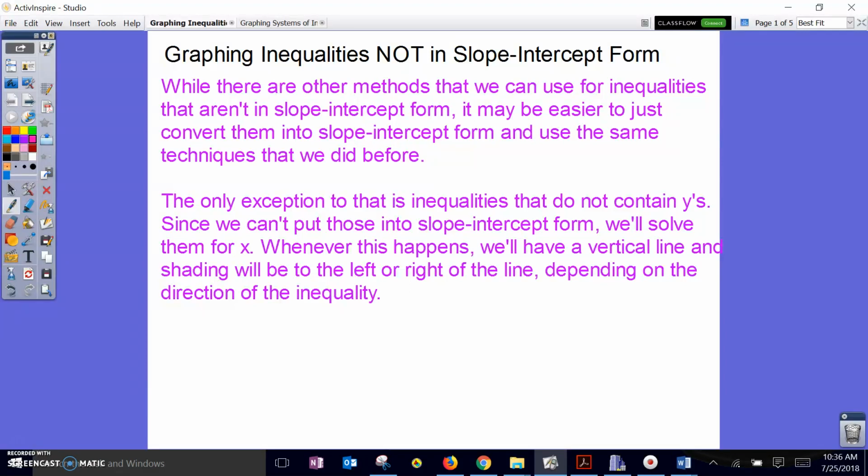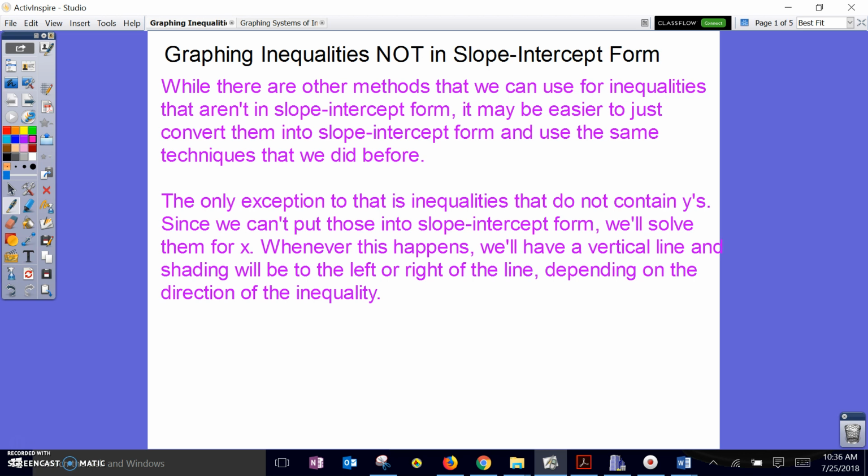Alright, in this video we're going to talk about graphing inequalities that are not in slope-intercept form. The ones that are in slope-intercept form are easy for us to graph. And there are a lot of different methods that you can use, and in fact that I certainly use, to graph inequalities that aren't in slope-intercept form.